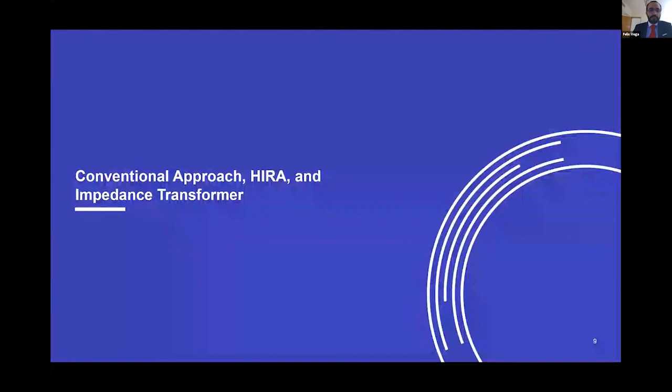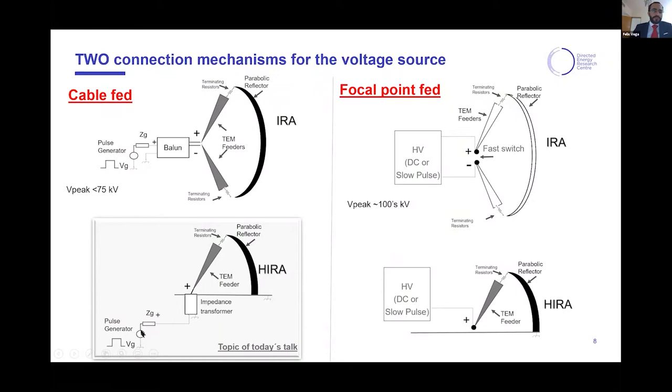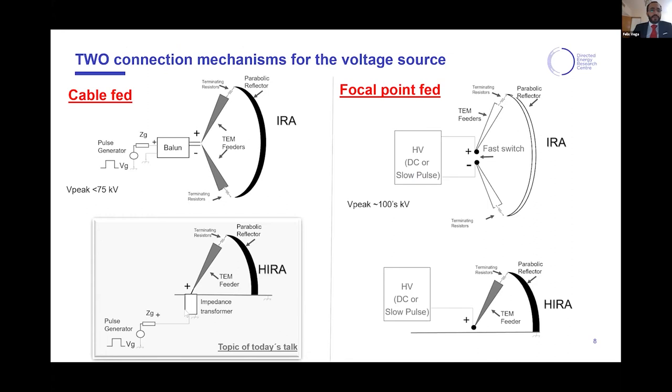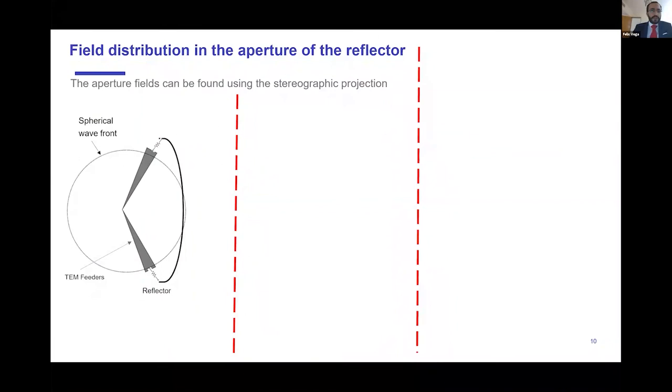So conventionally, how is this problem solved? I mean, how do you go from a COTS generator to the antenna using an impedance transformer? Well, in order to understand that, I'm going to go quickly through the theory of the stereographic projection and the electric fields in the antenna, because we need to understand why we have an impedance transformer between the generator and the antenna. Why can't we connect the generator and the antenna directly? What prevents this from happening? I mean, I need to explain first what the problem is.